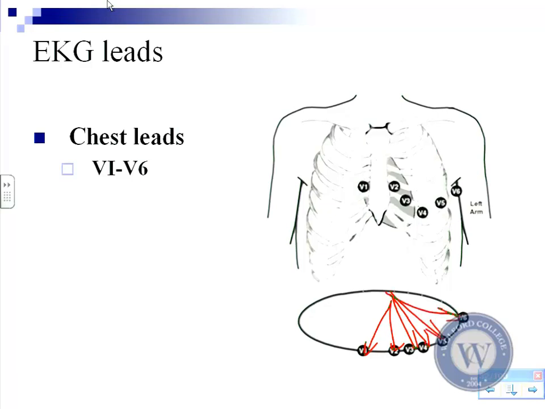Now, V1 and V2, mostly V2, will tell you anterior ischemia. What's the anterior portion of the heart? LAD. LAD and left main. Left main will give you both, but LAD specifically for anterior. Lateral will be circumflex disease, and that would be V4, V5, V6.